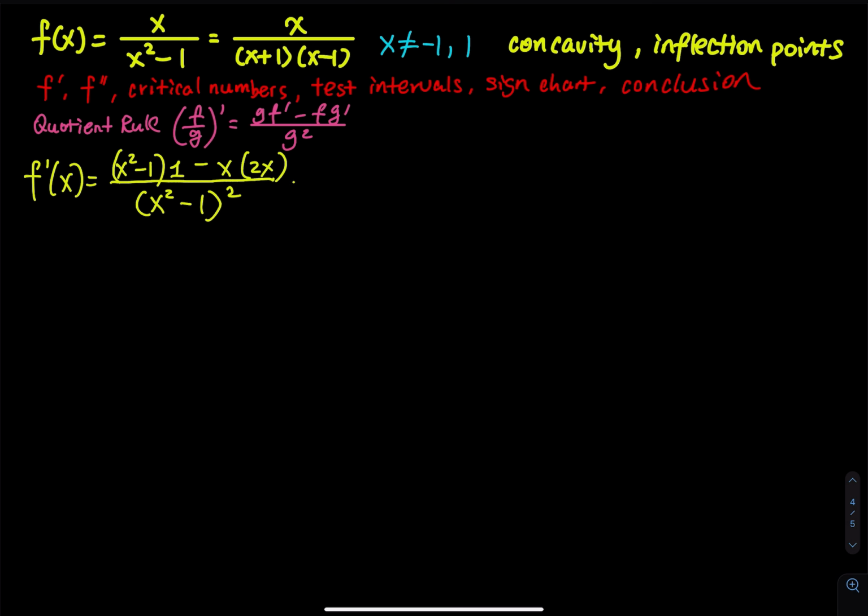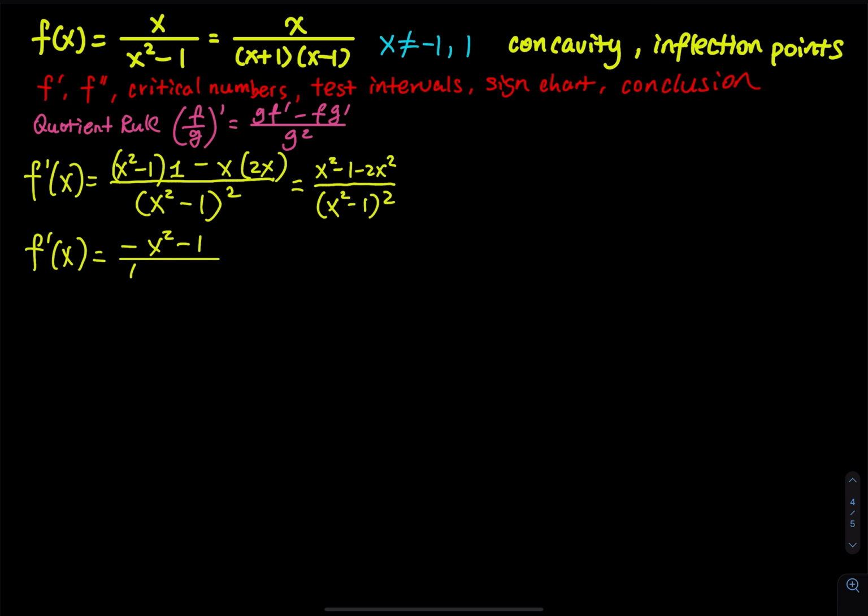And then this gives me x squared minus 1 and then minus 2x squared, right? Minus 2x squared divided by x squared minus 1 squared. So overall, f prime of x is equal to negative x squared plus 1 divided by x squared minus 1 squared. Nothing can be simplified, okay? Don't even think about it. We are going to start the double prime right now.